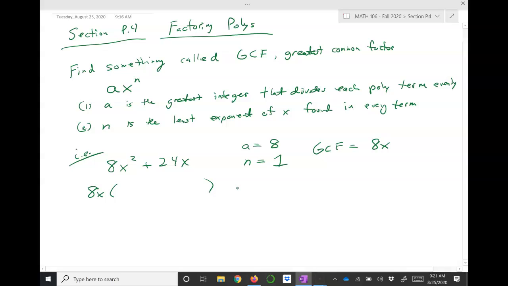the factored binomial. Now, the easiest way to think about it is, all right, what do I have to multiply 8x by to get 8x squared? You help me out with that. Just x. And then whatever the arithmetic sign is here, a plus sign, goes down. And then what do I multiply 8x by to get 24x? Yeah, you get 3. So there's my factored answer. So we just factored that binomial.